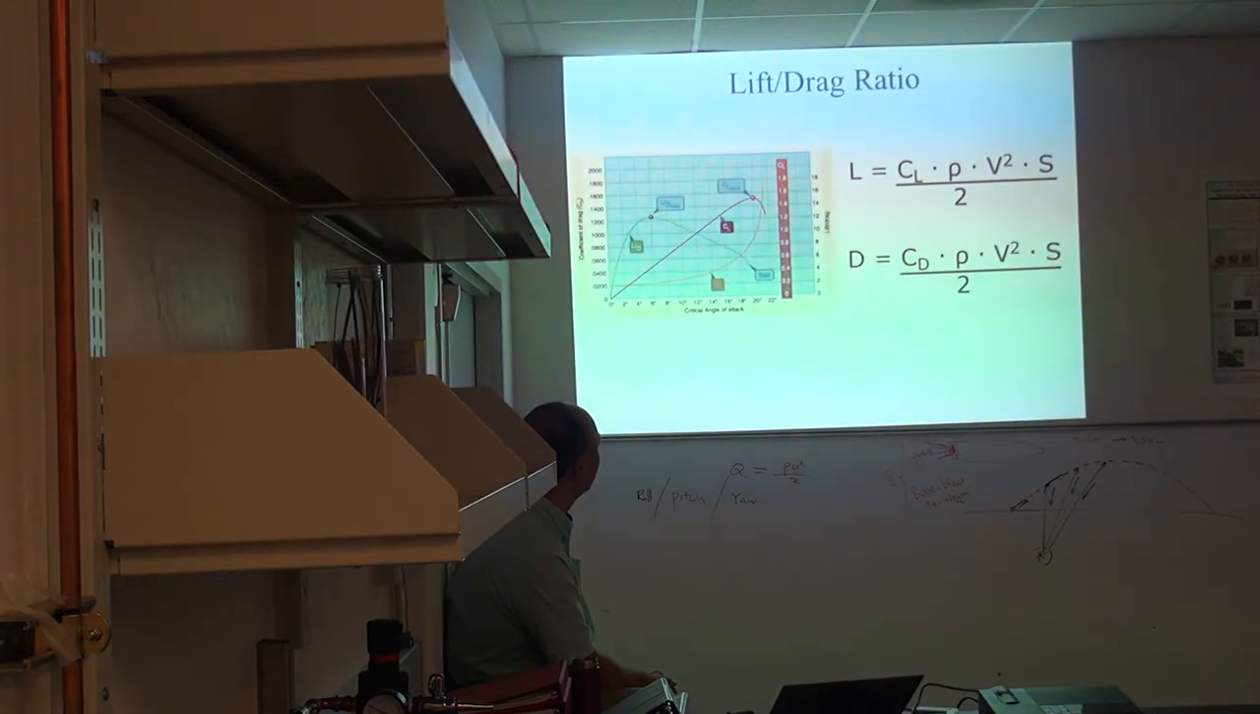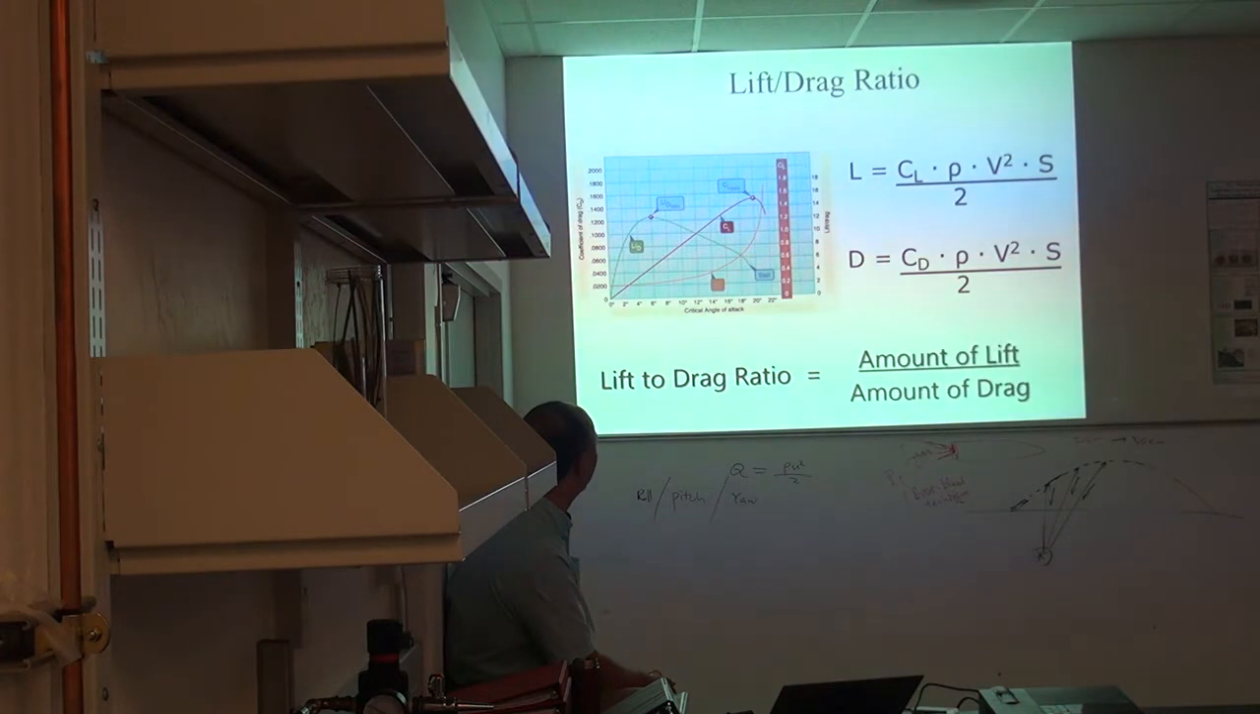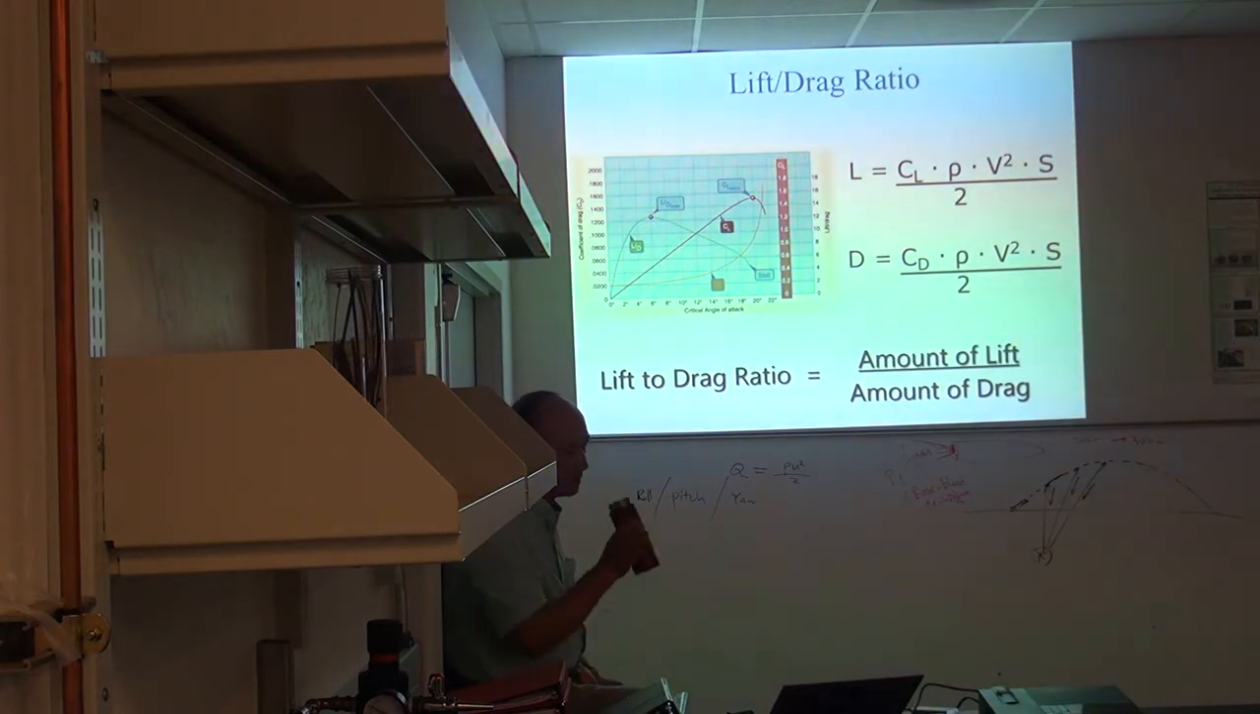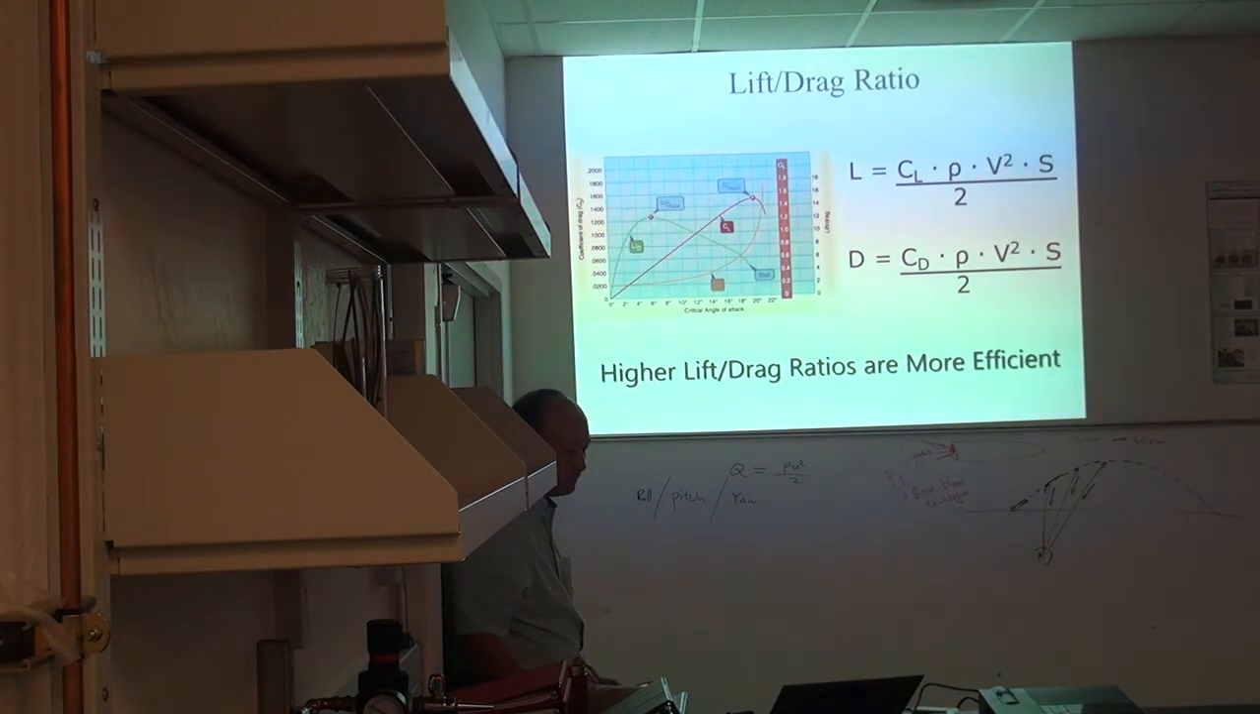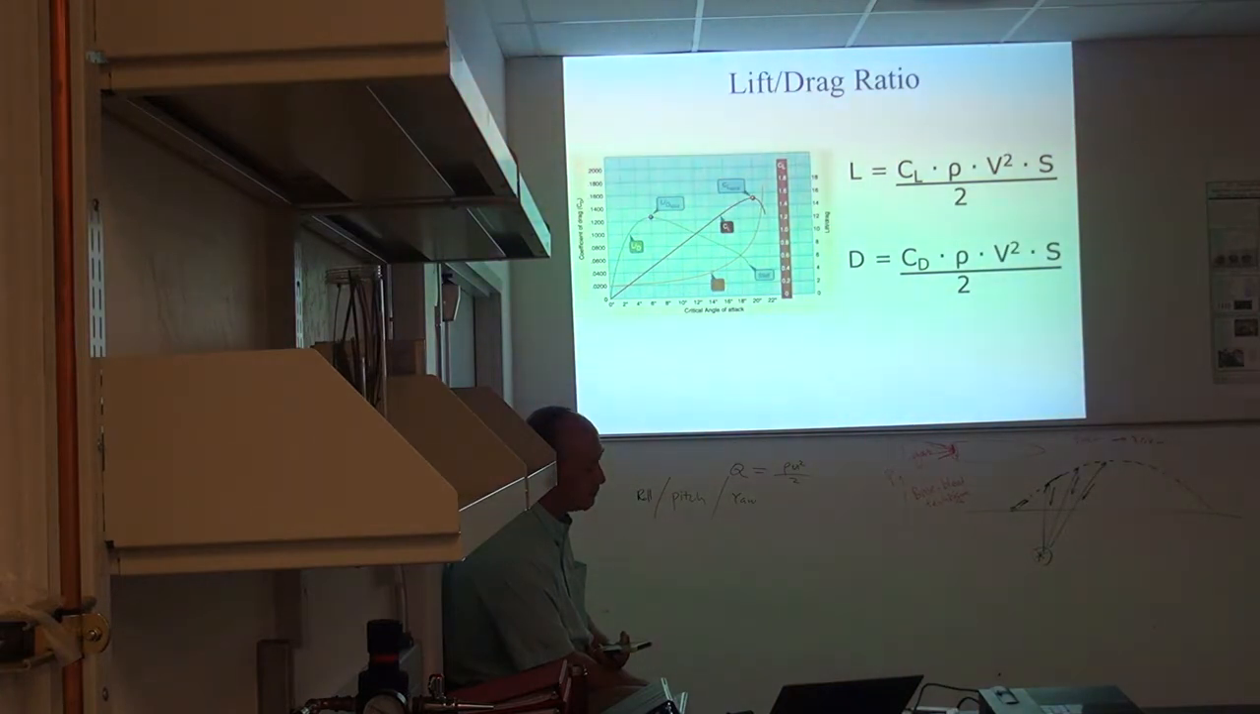Drag is the price paid to obtain lift. The lift to drag ratio is the amount of lift generated by a wing or airfoil compared to its drag. This also governs the airfoil's efficiency. Aircraft with higher lift drag ratios are more efficient than those with lower lift drag ratios. The lift drag ratio is determined by dividing the lift component by the drag component, or above by dividing the lift equation by the drag equation.